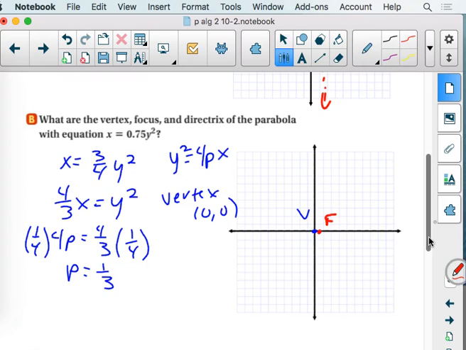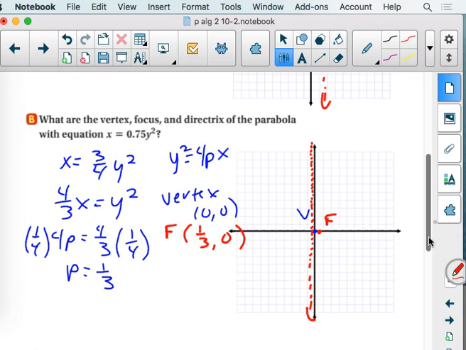There's our little focus right there. Yeah, it's really close. I'm sure you guys' paper got really, really tiny. So where's the directrix then? Super duper close back this way.